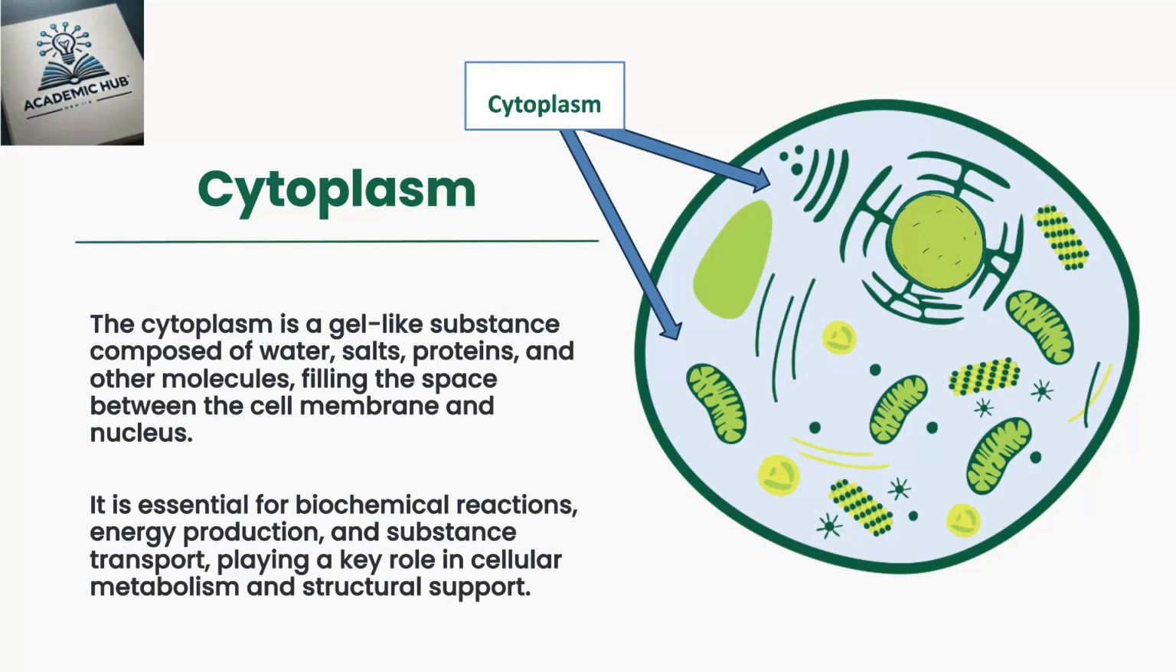Next is the differences in cytoplasm across cell types. Different cell types have varying cytoplasmic compositions based on their functions. Plant cells contain chloroplasts in the cytoplasm for photosynthesis. Animal cells store glycogen granules for quick energy. Bacterial cells lack membrane-bound organelles, so all cellular processes occur in the cytoplasm.